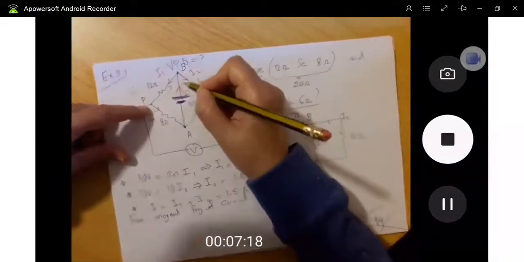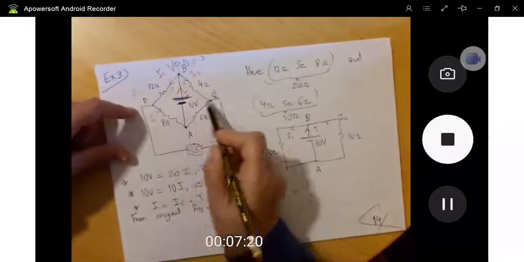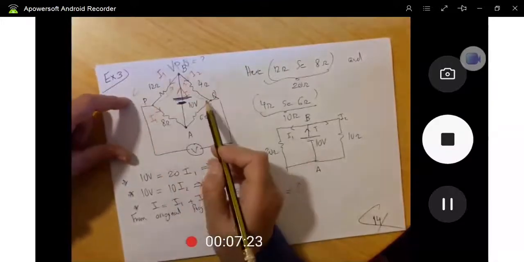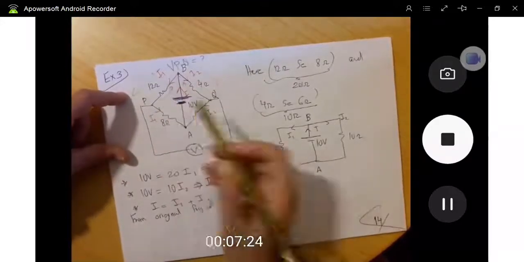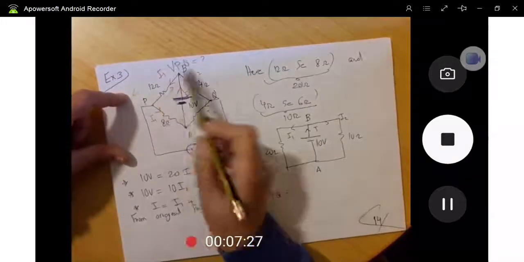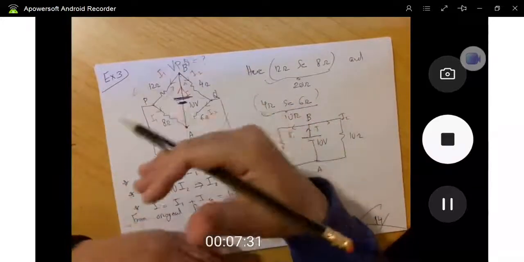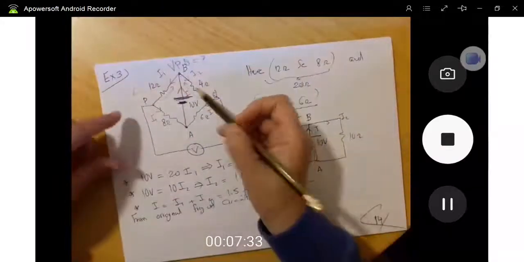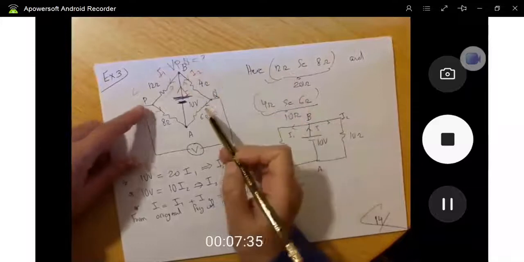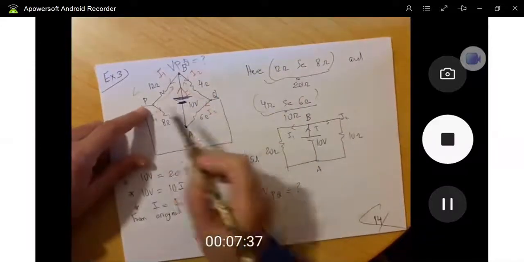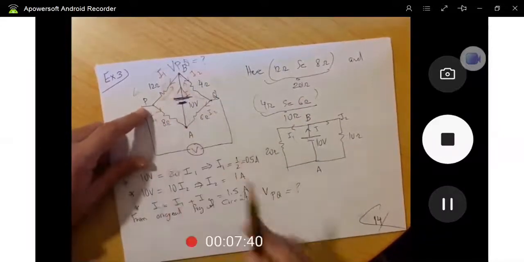So I can do this. Now, how do you compare these arrows with this one? Is this with it or against it? Notice, because I am equating the unknown VPQ with the path passing through these elements, which contain currents in them.